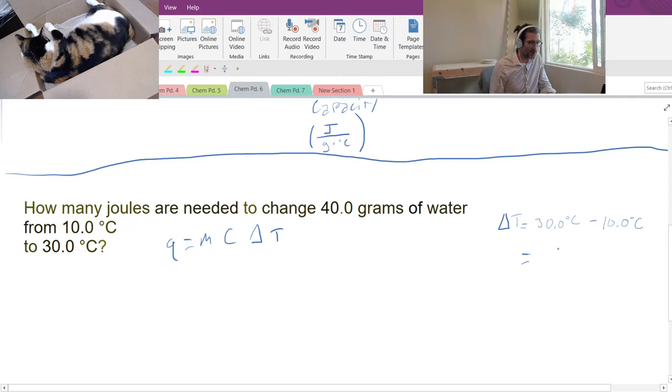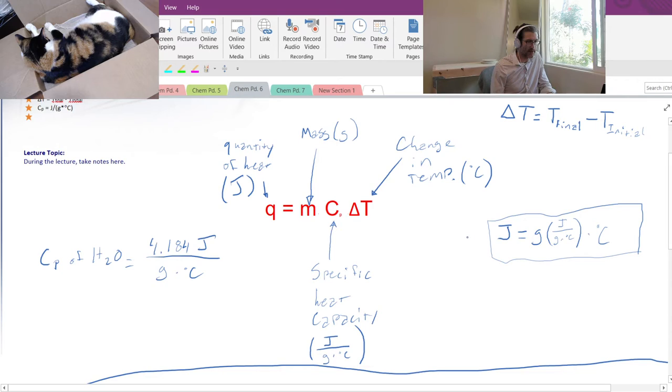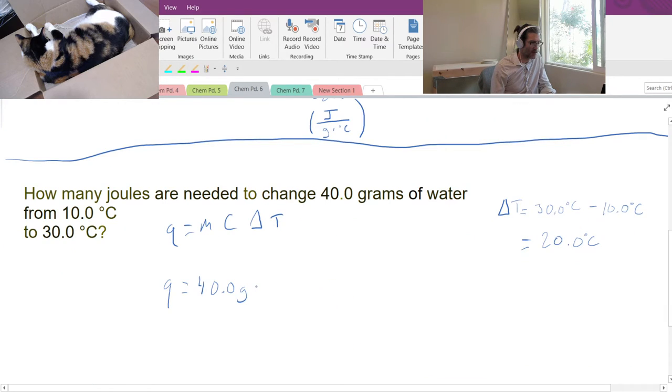So we want to know how many joules are needed. So what's our Q? Q is joules, right? This goes to that right there. Q is joules. How many joules are needed? We know our mass. We have 40.0 grams of H2O. We know our specific heat, that's C sub P. It's going to be liquid water because it's above 0 C. That's going to be 4.184 joules for every gram degree C.